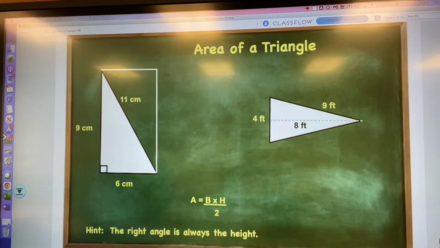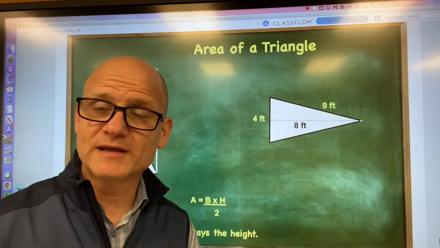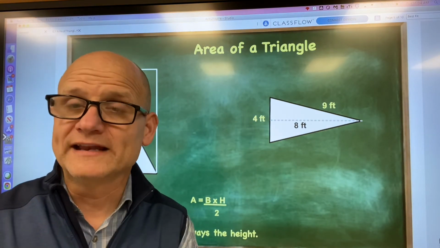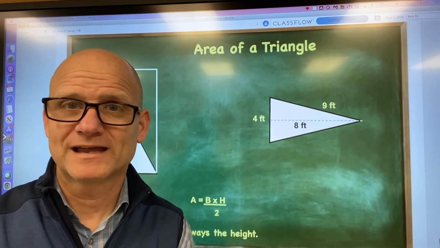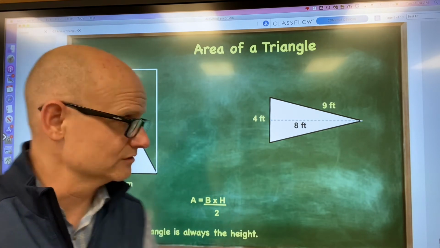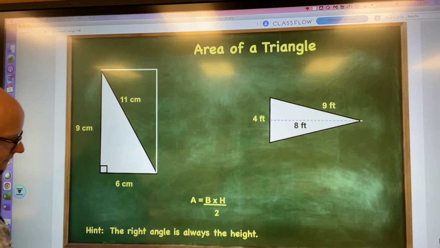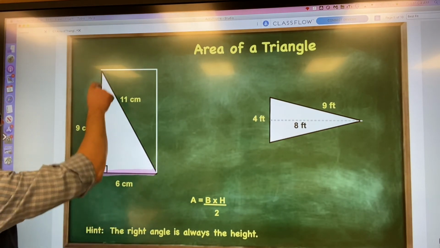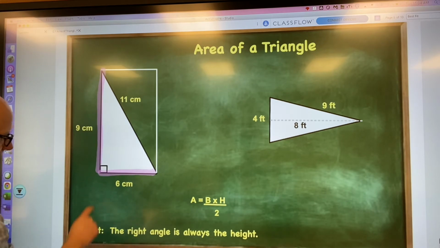Well, sometimes it's hard to identify what's the base and what's the height? What you just have to do is look for the right angle, and that's your height. And then finding the base is usually a little easier. For example, here, this is a little easier. You know this would be its base, and this would be its height, because here is the right angle.